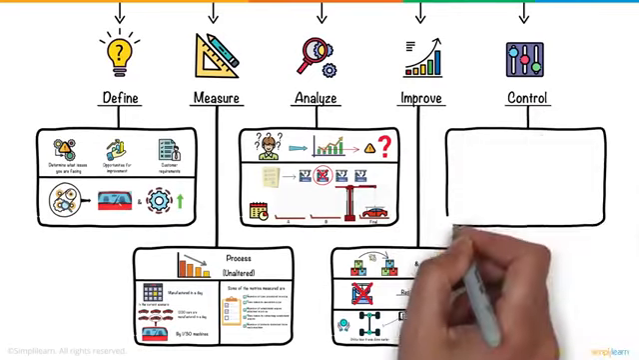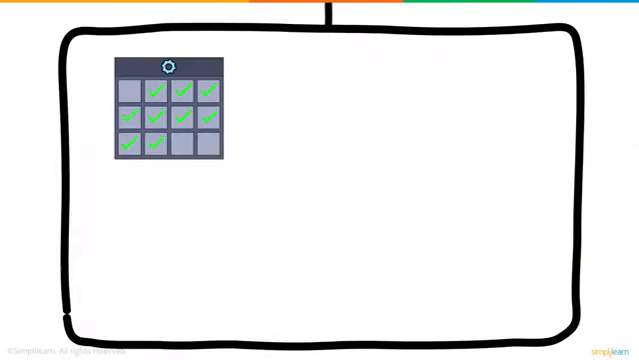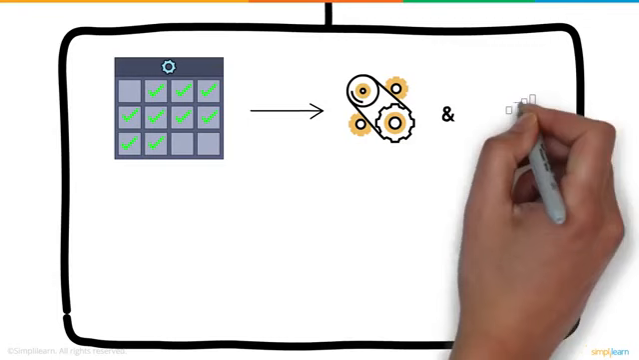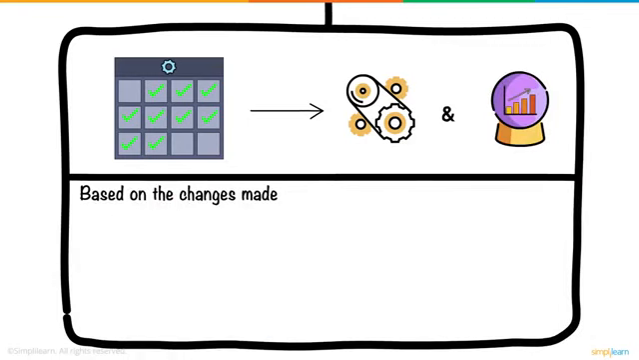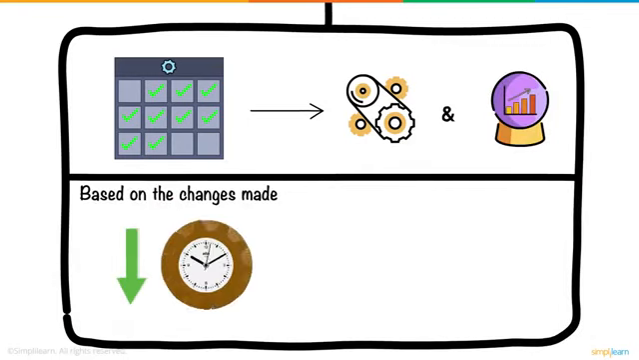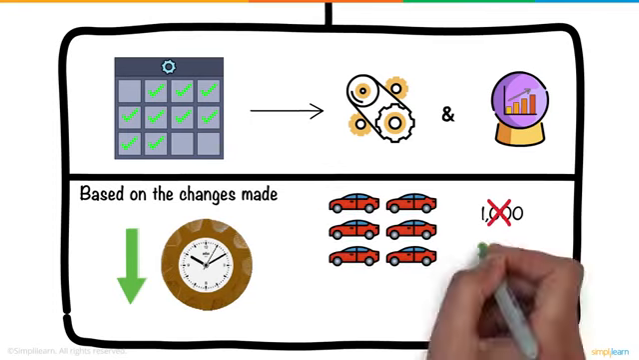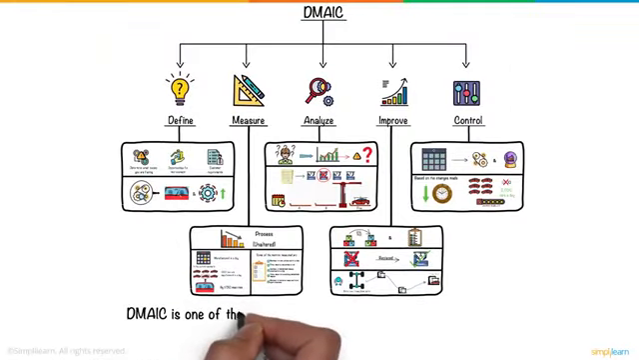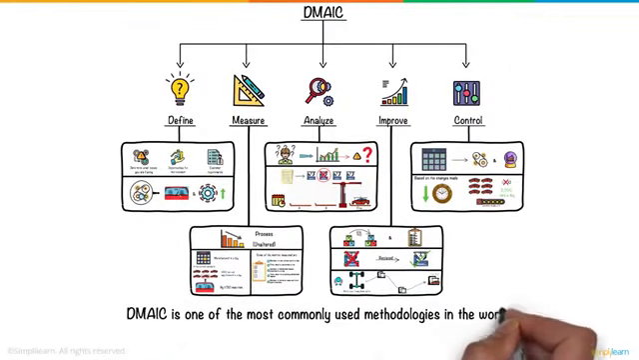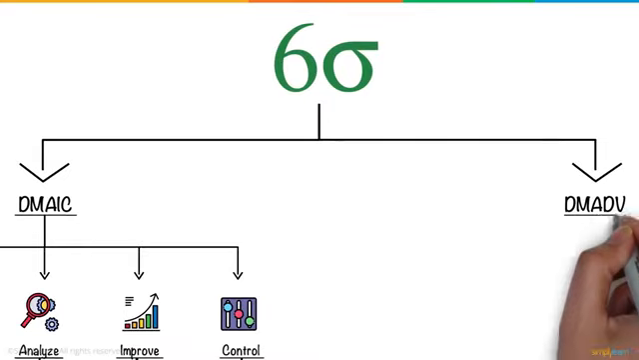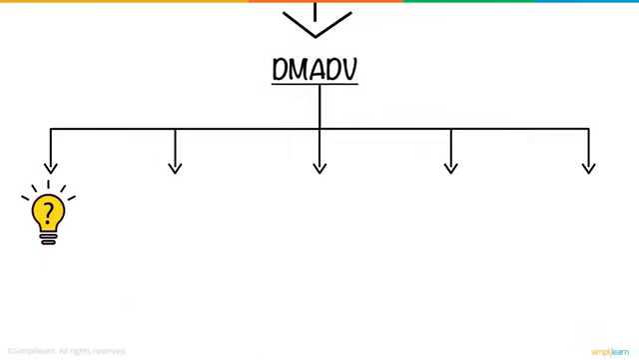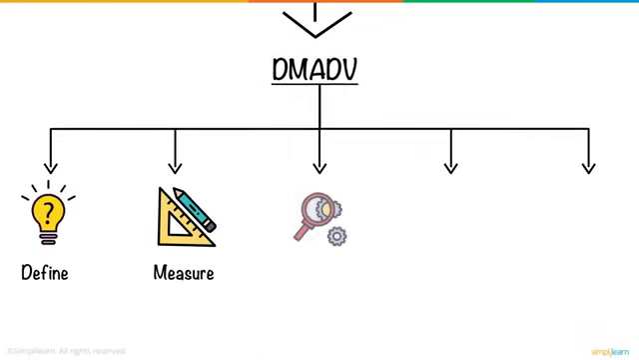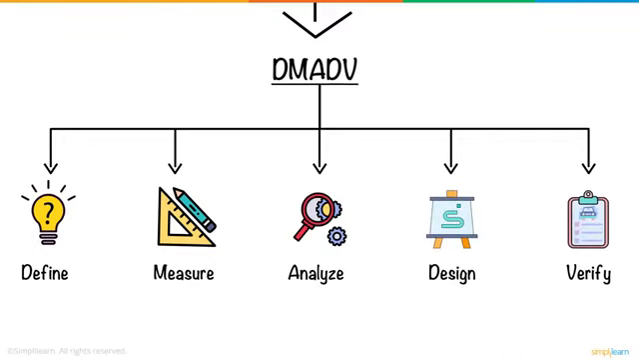And finally, in the Control phase, you make regular adjustments to control new processes and future performance. Based on the changes made, the company was able to reduce production time and manufacture about 2,000 cars a day with a higher quality of output. DMAIC is one of the most commonly used methodologies in the world. It focuses on improving the existing products of the organization. The second methodology is DMADV, which is short for Define, Measure, Analyze, Design, and Verify.